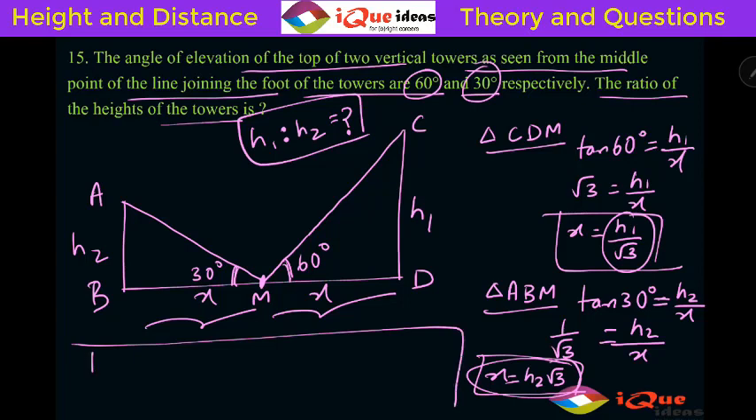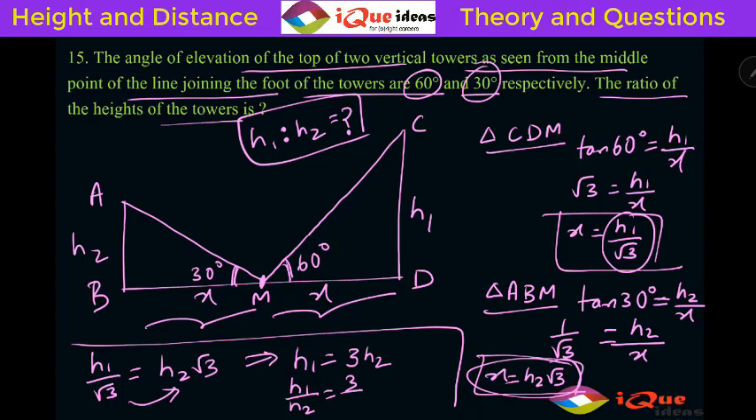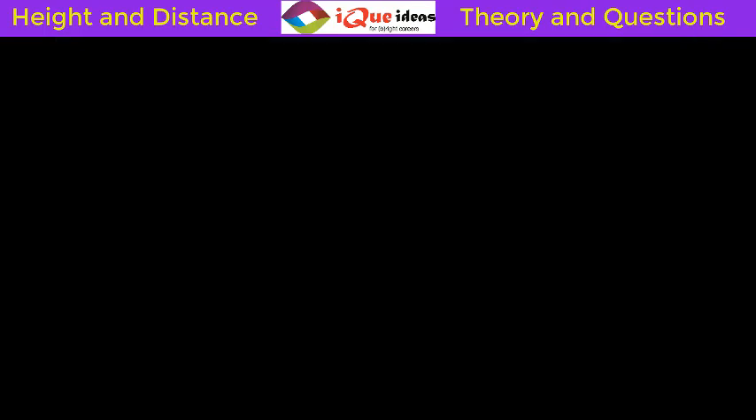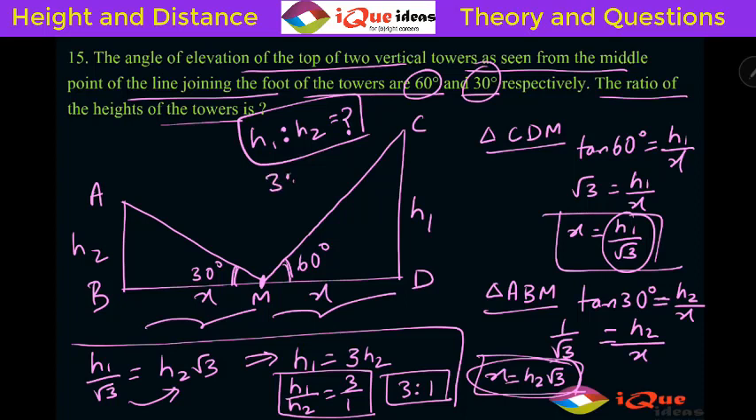What will happen? h1 upon root 3 is equal to h2 root 3. So this root 3 goes to the other side and we get h1 is equal to root 3 into root 3, which is 3. So it is 3h2. So we have h1 upon h2 equal to 3 upon 1. Okay. So the required ratio is 3:1. Alright. So this ratio was 3:1. Now let's go to the next question.